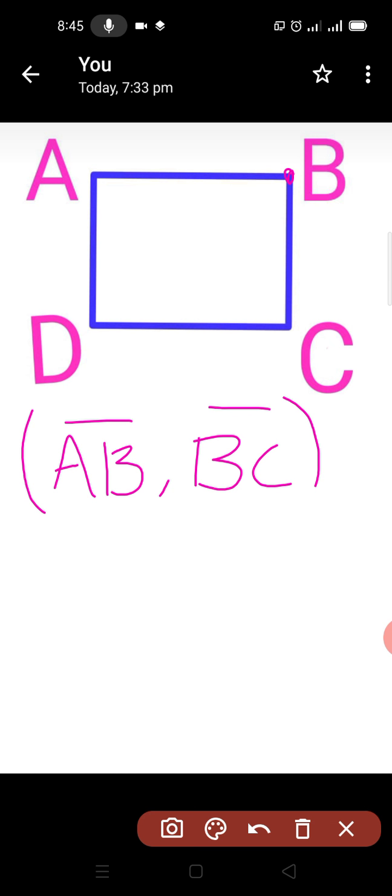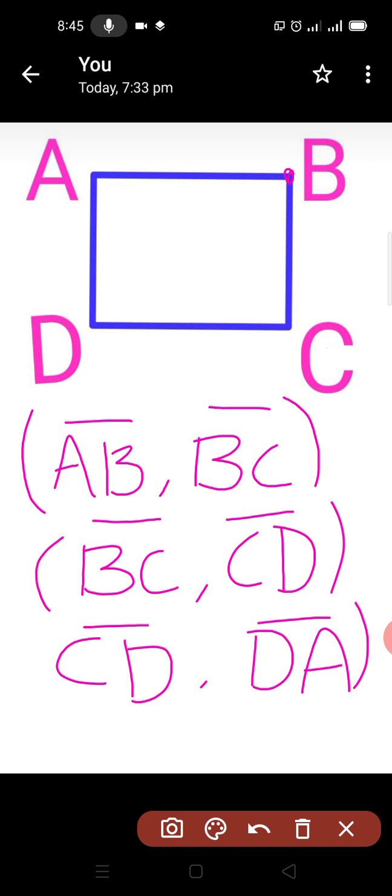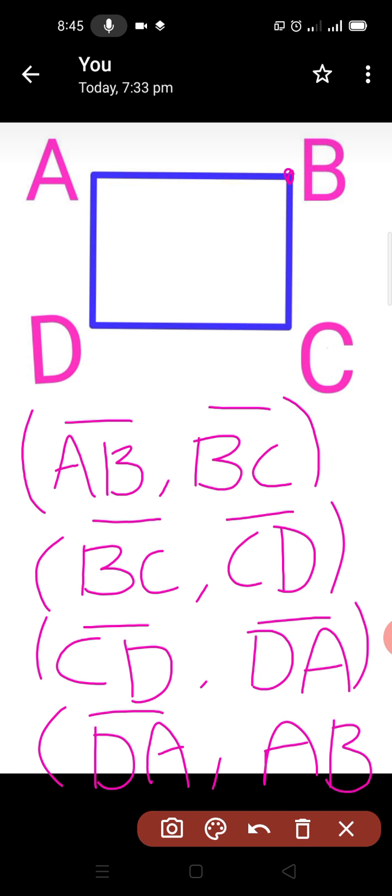In the same way, BC and CD are the adjacent sides. Here the common endpoint is C. CD and DA are the adjacent sides. Common endpoint is D. Next, the last pair, DA and AB are the adjacent sides. Like this, we have four pairs of adjacent sides of the quadrilateral ABCD.